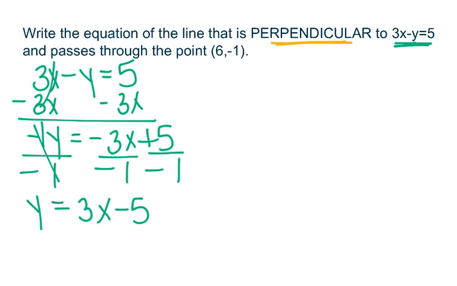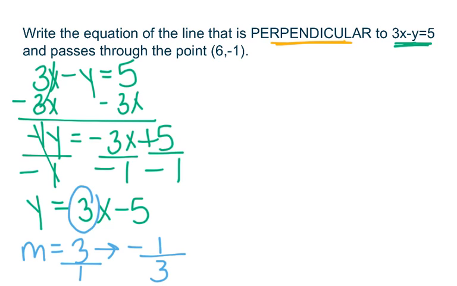So now I have my line in y equals mx plus b, which means the slope is evident now, and that's 3. So since I want a perpendicular line, I need to turn this into the negative reciprocal. Since 3 is really 3 over 1, when I flip it, it becomes 1 over 3, and it becomes negative. So that's my slope that I'll be using to write the equation of my line.